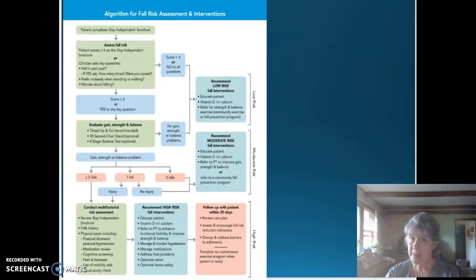This is the algorithm that's at the heart of the STEADI, with an I. When you look closely at it, you'll see that the STEADI often recommends that PCPs refer to physical therapy for gait, strength, and balance. Since we PTs are doing the screening in our Stay Steady events, our recommendations are going to be similar, but not exactly the same.